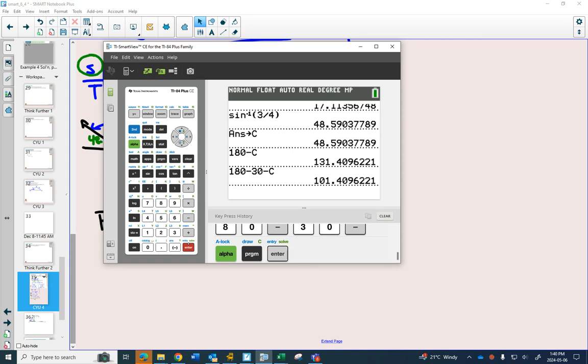Sometimes you will lose marks for rounding early. If we would have rounded c just to 49 degrees, and then made b 101 degrees, our final answer might be off by a few decimal places. So this is now my angle b. I'm going to go and store that answer as alpha b. So my calculator is remembering what angle b is.